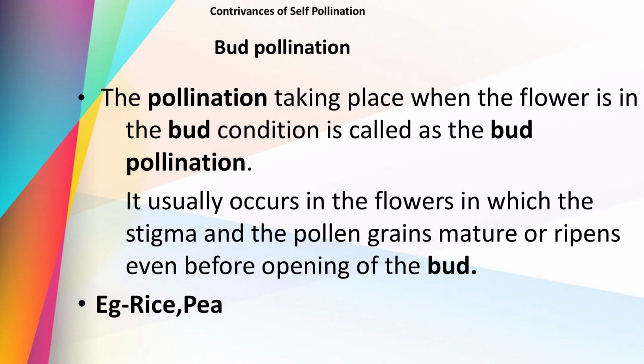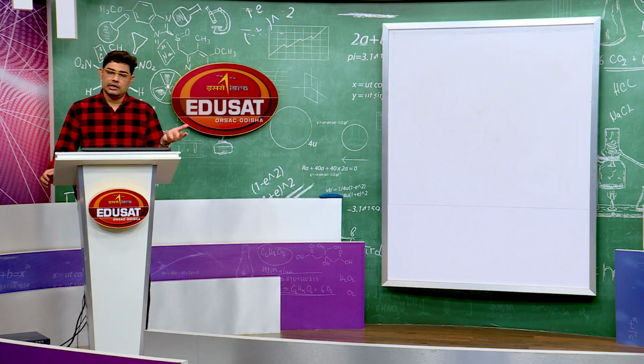Moving to the next slide, bud pollination. This is a type of self pollination where, when the flower is still in the bud condition, pollination takes place and the process of fertilization is also initiated. That is seen in rice, and also in pea, Pisum sativum. In these plants the pollination already takes place during the bud condition, so it favors self pollination.